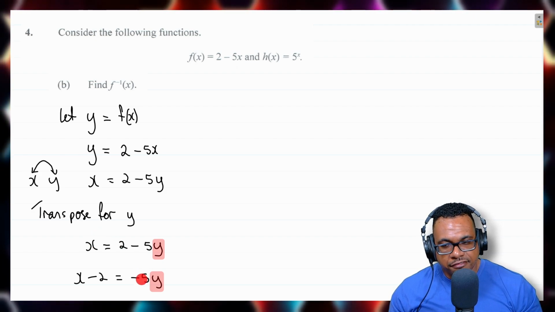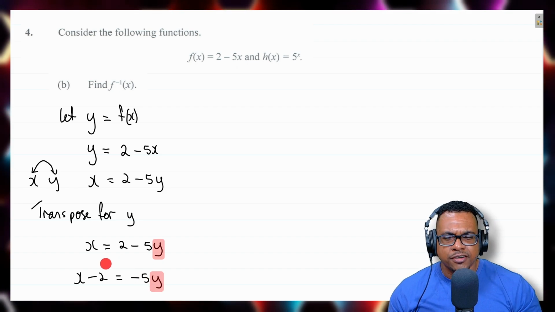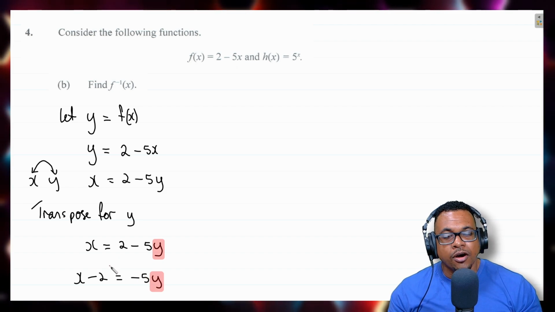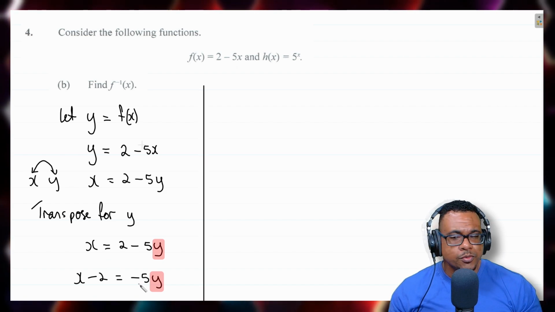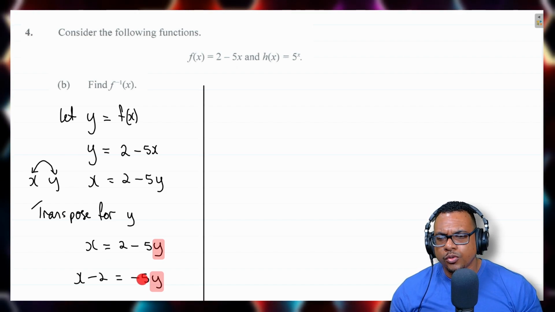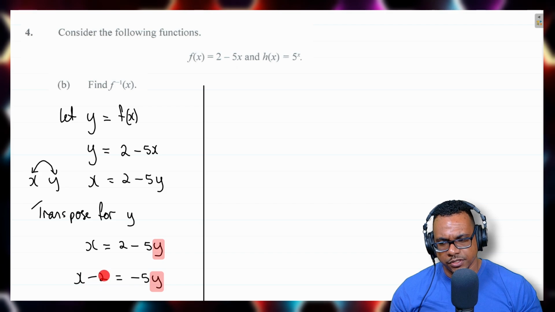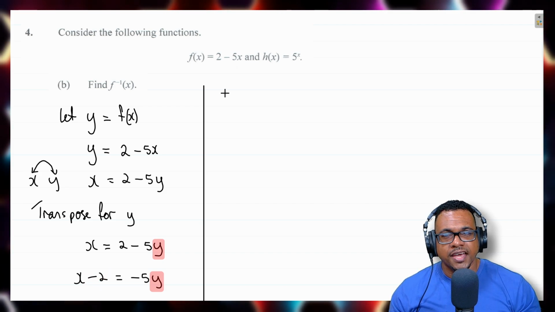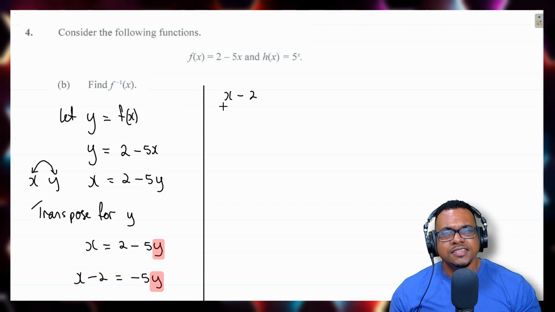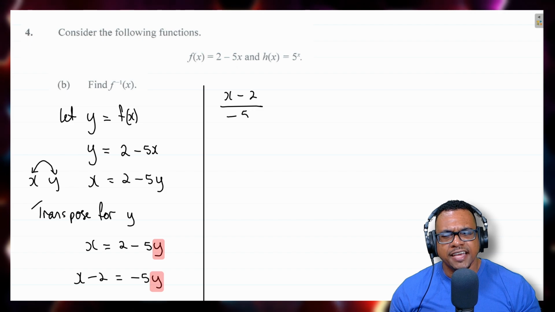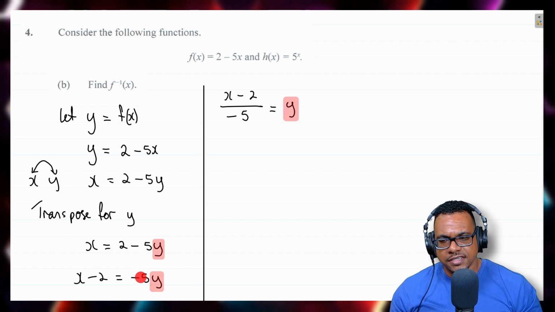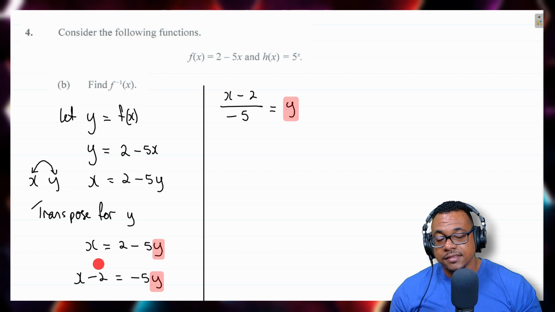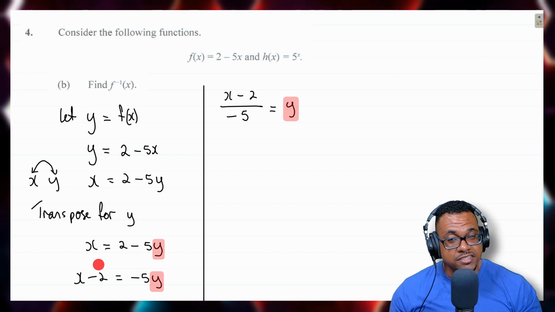Now, this negative 5 is being multiplied by the y. So when I transfer the negative 5 across the equal sign, the operation will change from multiplication to division. The negative 5 will go under the x take away 2. So that will read x take away 2 divided by negative 5 is equal to y. We see that we transferred the negative 5 across the equal sign and the operation changed from multiplication to division.